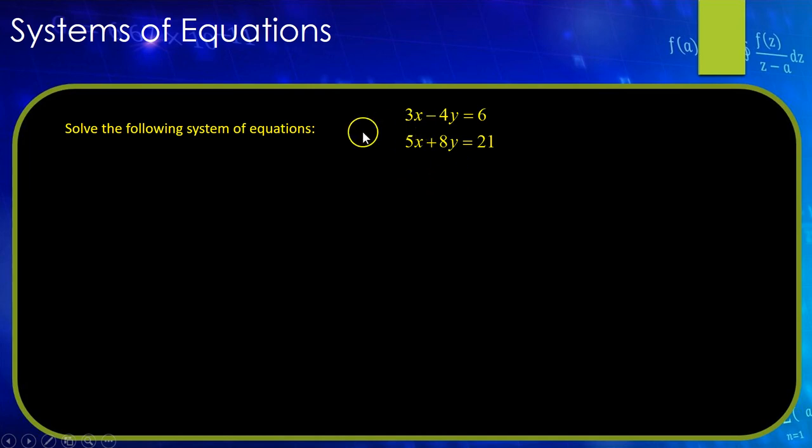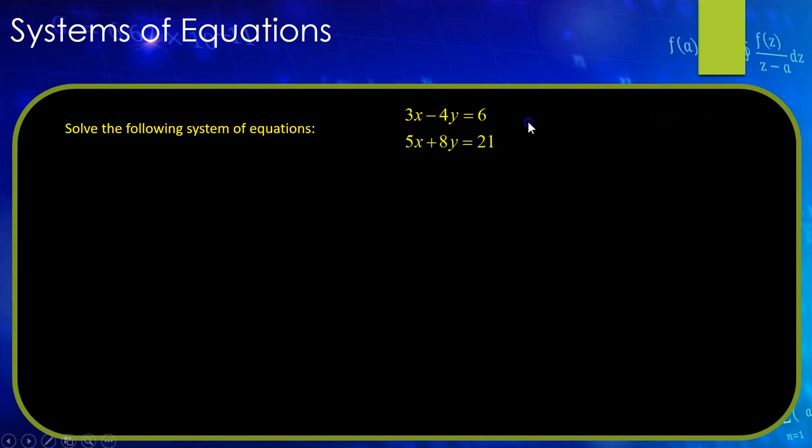When I look at, as far as elimination goes, which variable I would choose to eliminate, I could eliminate x's, but 3 and 5, they're not factors of each other, so I would have to find a common multiple of the two. 15 would probably be the smallest one, and so both equations would have to be manipulated. Whereas I look at the y's, 4 is a factor of 8, and I already have opposite signs here, so if I were to multiply this by 2, I would have the situation where when I add the equations together, eventually the y's would cancel.